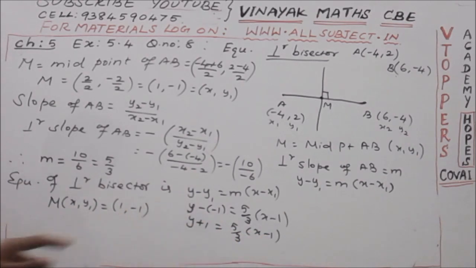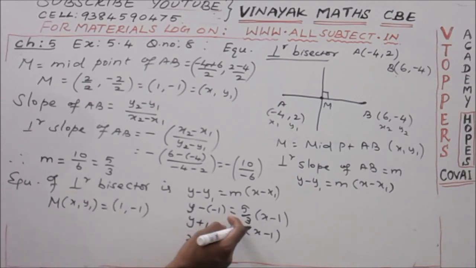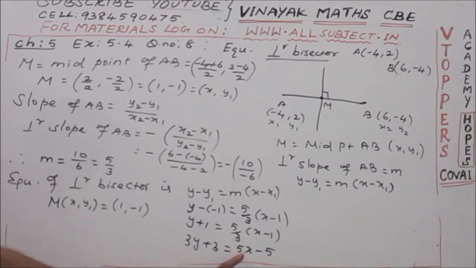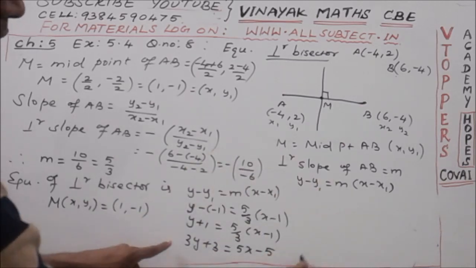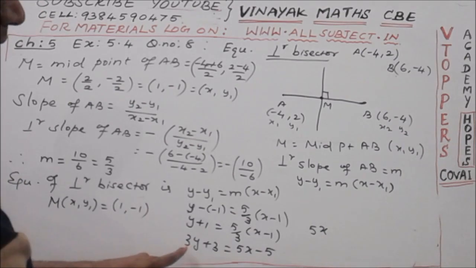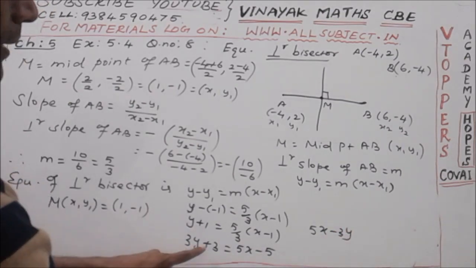Now cross multiply: 3y plus 3 equal to, multiplying the 5 inside, 5x minus 5. Now simplifying, we have x positive on the right side, so bring the left side terms to the right side. We have 5x minus 3y.